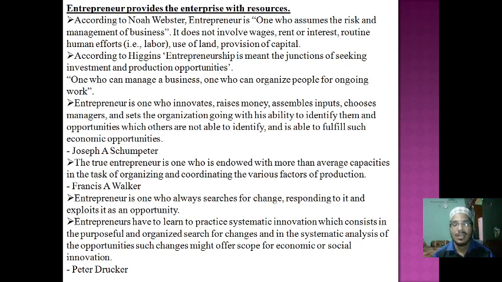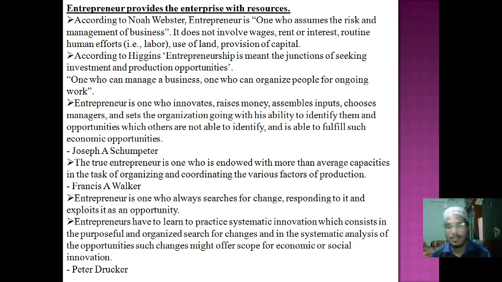Here you will definitely get some opportunities, and some you will face like a junction, seeking investment and production: how to invest and how to produce opportunity. These are the things you will get to know here. Accordingly, according to Hagging, entrepreneurship is one who can manage the business, one who can organize the people for ongoing work.